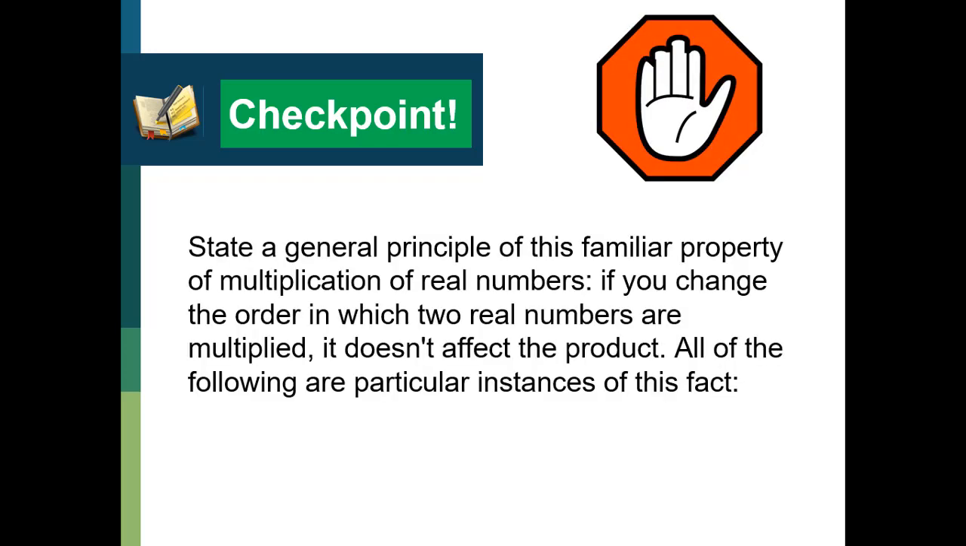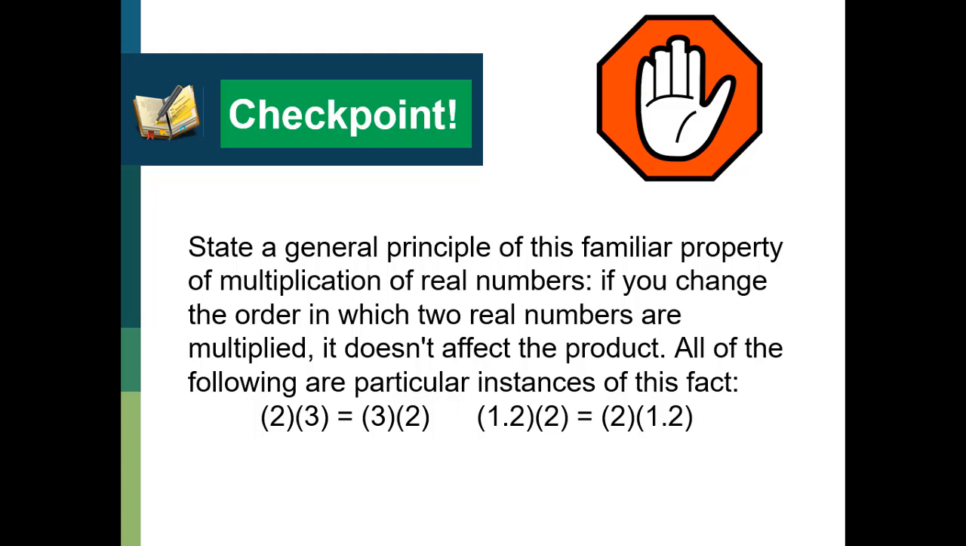It's time to check your progress, if you know how to represent a certain property using variables. This is the property: state a general principle of this familiar property of multiplication of real numbers. If you change the order in which two real numbers are multiplied, it doesn't affect the product. All of the following are particular instances of this fact. 2 times 3 is always equal to 3 times 2.